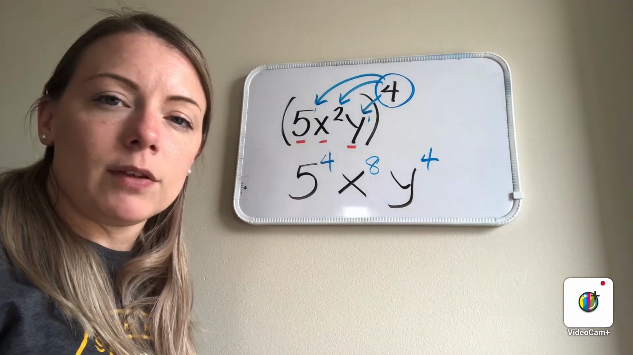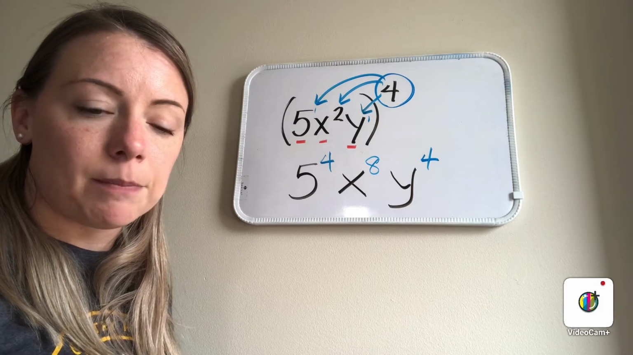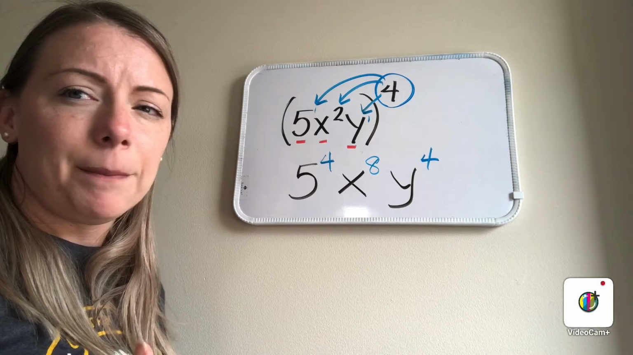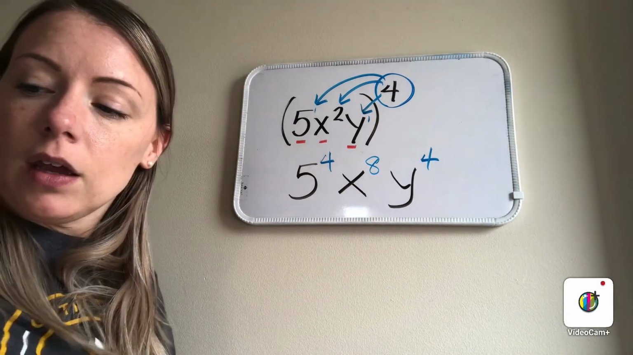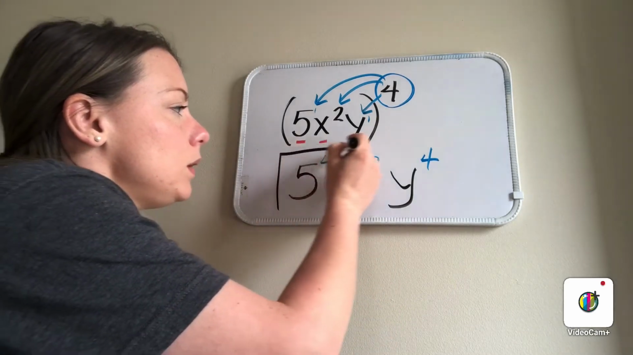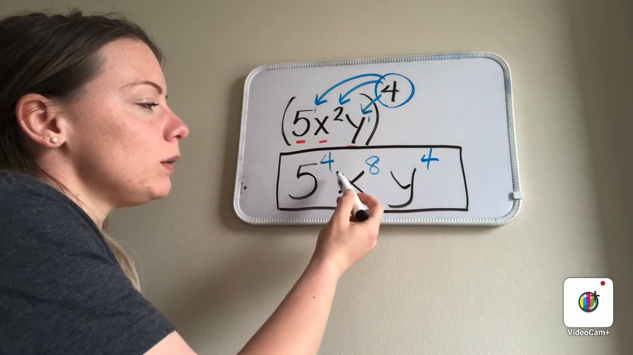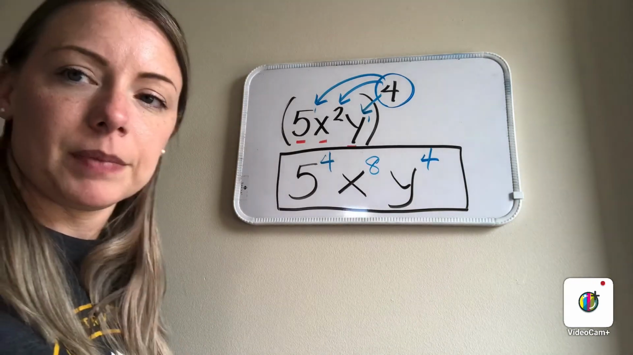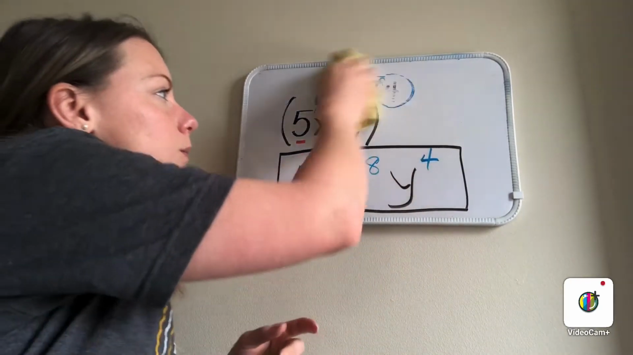At this point, if you could use any additional properties of exponents, you would do that. But in this case, we don't have anything else that can simplify. So our answer in exponential form would be 5 to the 4th power times x to the 8th power times y to the 4th power. All right, so again, this was what we did right before school closed.